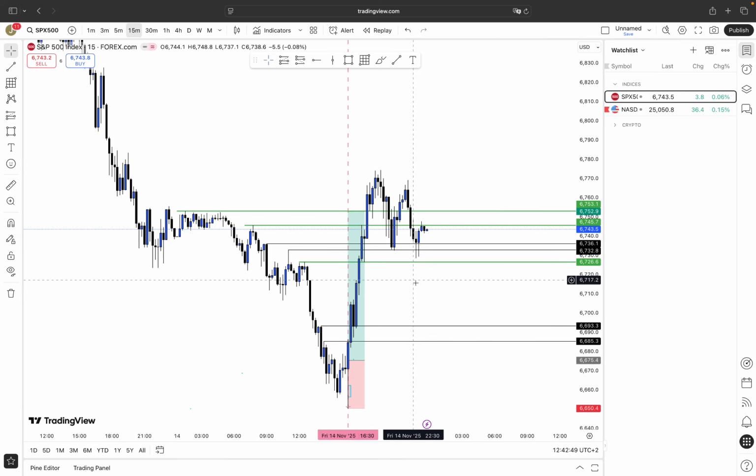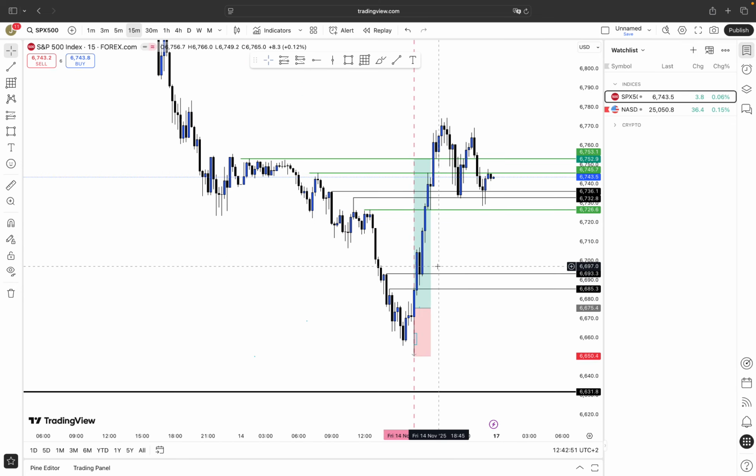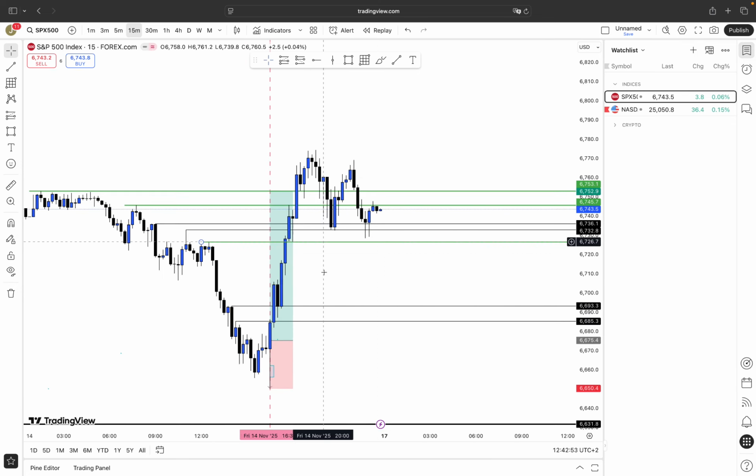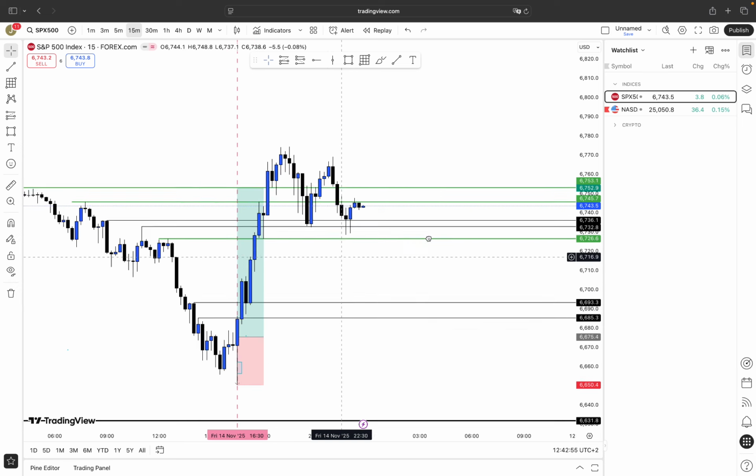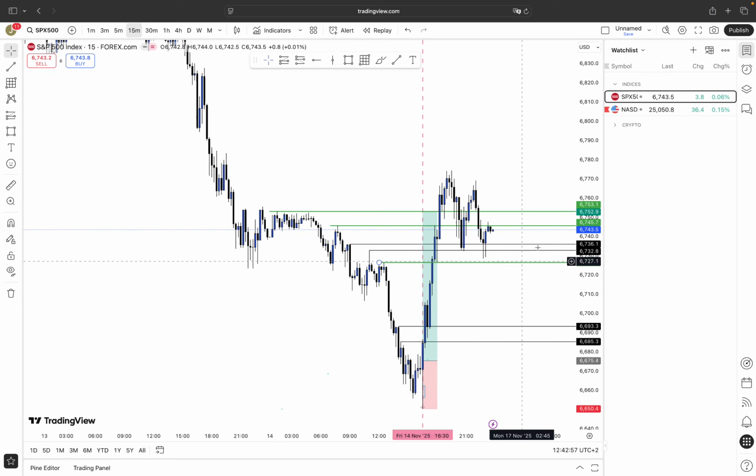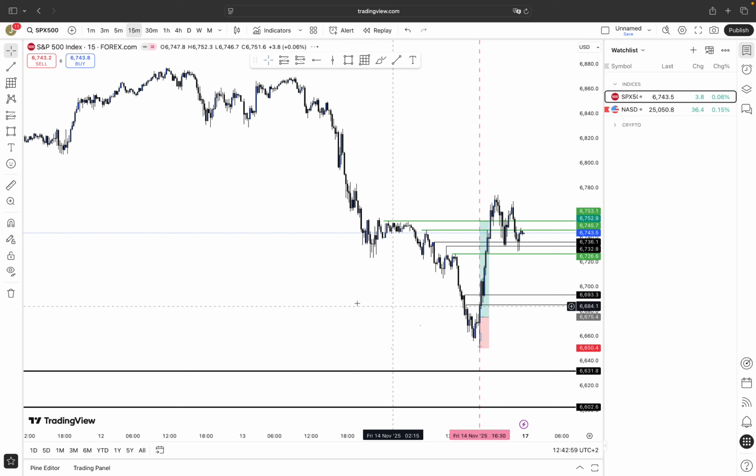We had no news, so we could expect clean price action, and look at this, I was able to pretty much catch a very clean move to the upside. So yeah, let's just go over the confluences real quick.